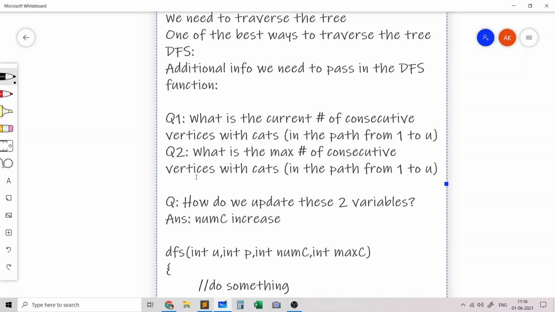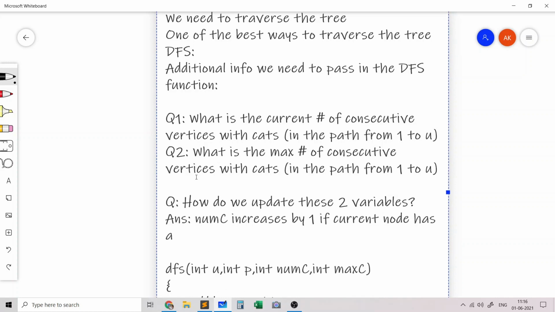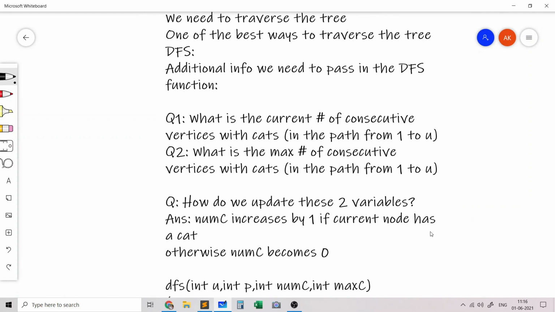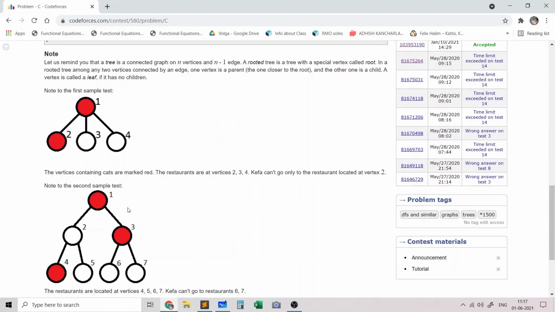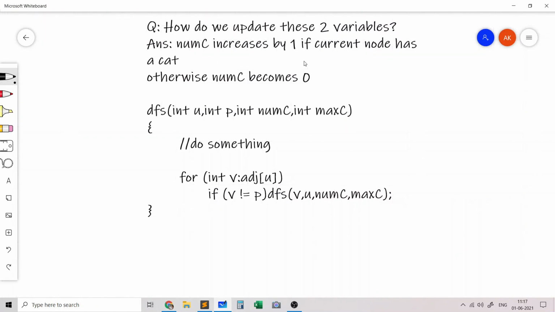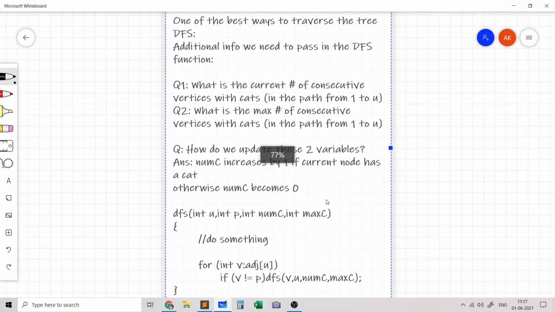Num consecutive increases by 1 if the current node has a cat, and otherwise, if you think about it carefully, num consecutive becomes 0. That should be obvious because when we are at node 3 and then we go to node 7, the number consecutive becomes 0, because once we go to 7, there are no consecutive nodes. The max consecutive will be 2, but the num consecutive will become 0. So that's how we update num consecutive.